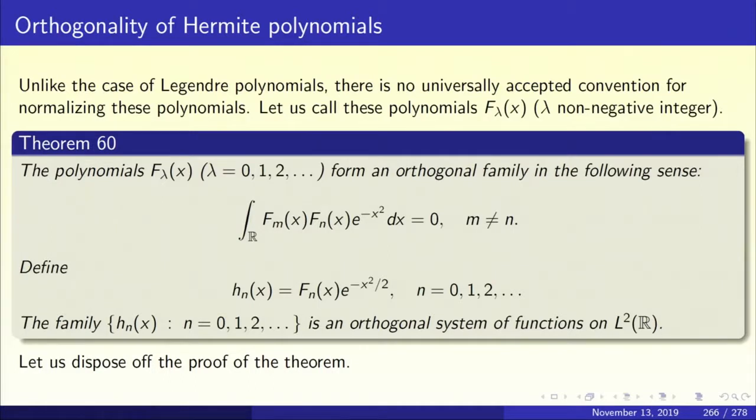So we got these Hermite polynomials, and let us prove that these Hermite polynomials are orthogonal in a certain sense. Unlike the case of Legendre polynomials, there is no universally accepted convention for normalizing these polynomials. Remember that when we discussed the Legendre polynomials, we made the convention that Pn of 1 is 1. So that's how we fixed the arbitrary constant and we normalized the Legendre polynomials. For the Hermite polynomials, there is no universally accepted normalization condition. So Hermite polynomials are orthogonal.